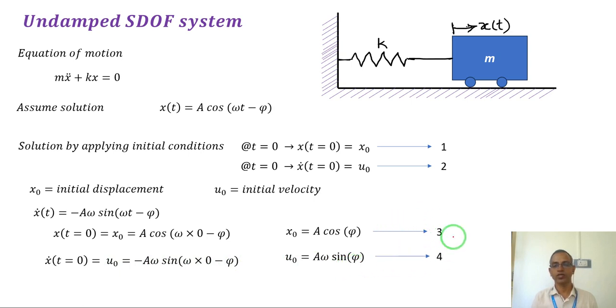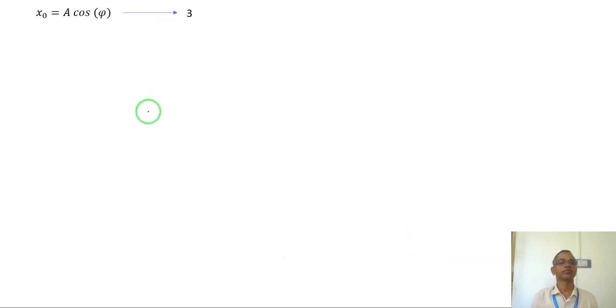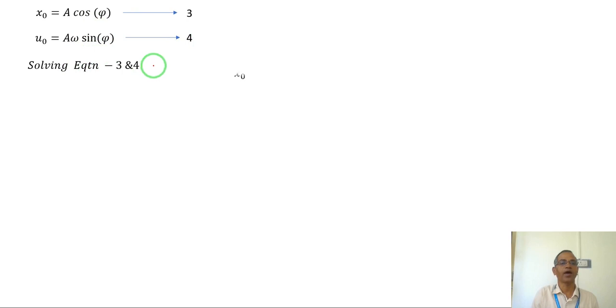Now using equations 3 and 4, doing 3 by 4 gives tan phi equal to u naught by omega by x naught. Then phi becomes tan inverse of u naught by omega by x naught. Then phi is called the phase lag. That is one of the unknowns determined.